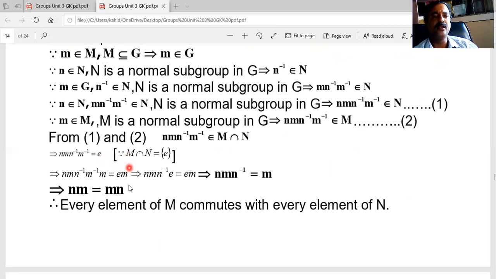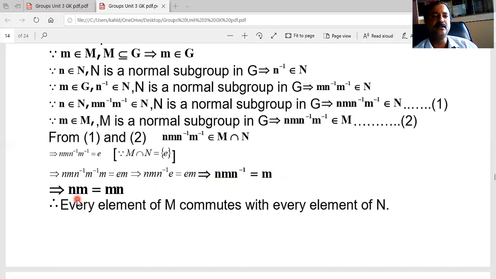Okay, right? Now n m n inverse m inverse is multiplied with m on both sides, on the right side: e m. Now m inverse m becomes e. n m n inverse as it is. m inverse n becomes e, e m as it is. n m n inverse e, e is identity, means n m n inverse remains, and e m, e is identity, means m remains. n m n inverse is equal to m. Similarly, multiplying by n on both sides, we will get nm is equal to mn.